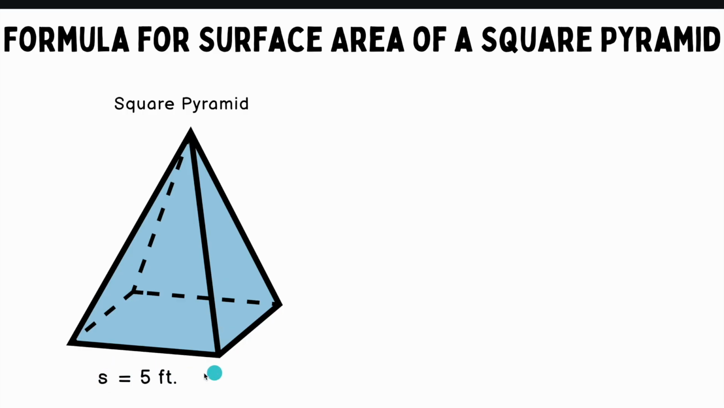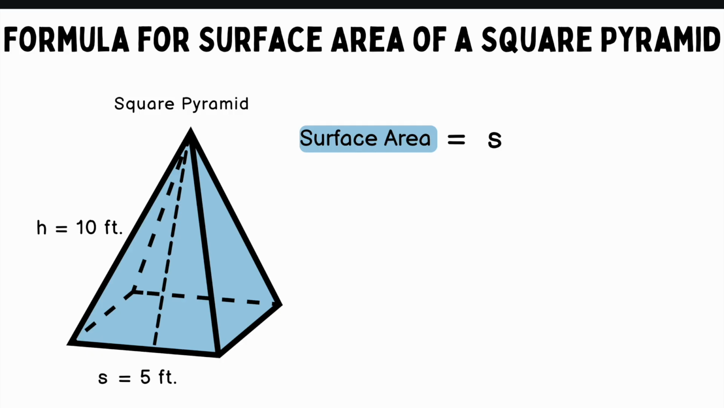Let's find the surface area of this square pyramid. S equals 5 feet. We know S stands for the side length of the square base. And the slant height is 10 feet. Let's write the formula. Surface area equals s squared plus 4 times half times the base times the height.